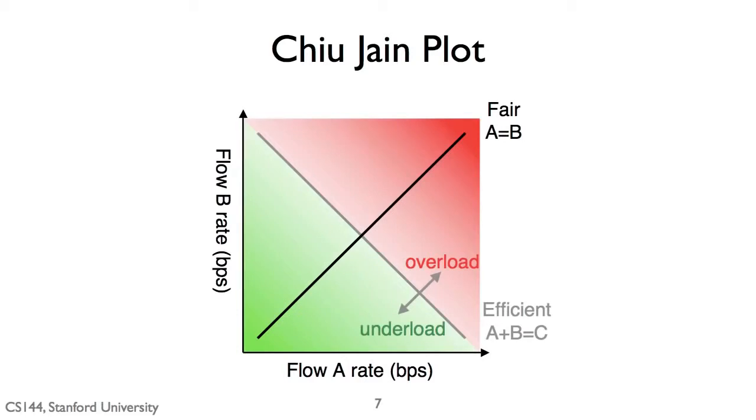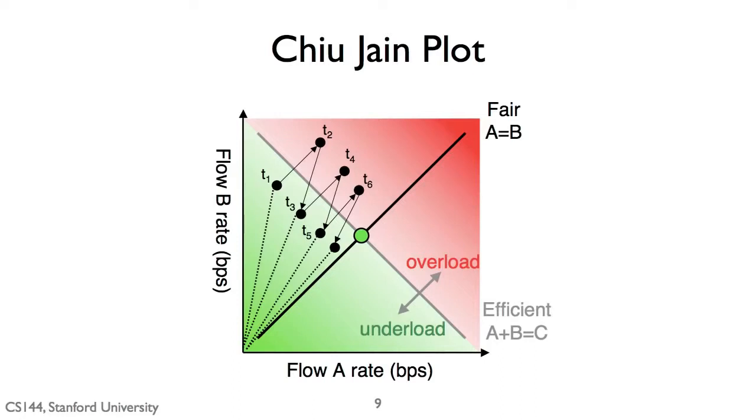And so what you can show is that if we're to the right of this efficiency line, that means we've overloaded the network, so chances are packets are going to be dropped. We're going to see triple duplicate acks. If we're in the green region, then we've underloaded the network. And so we want to get to this point where we're operating right at the network capacity, but we have fair capacity.